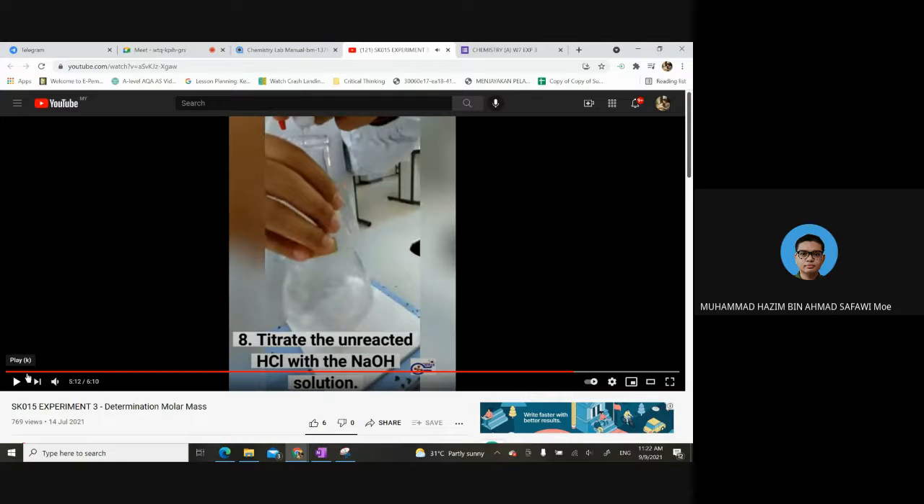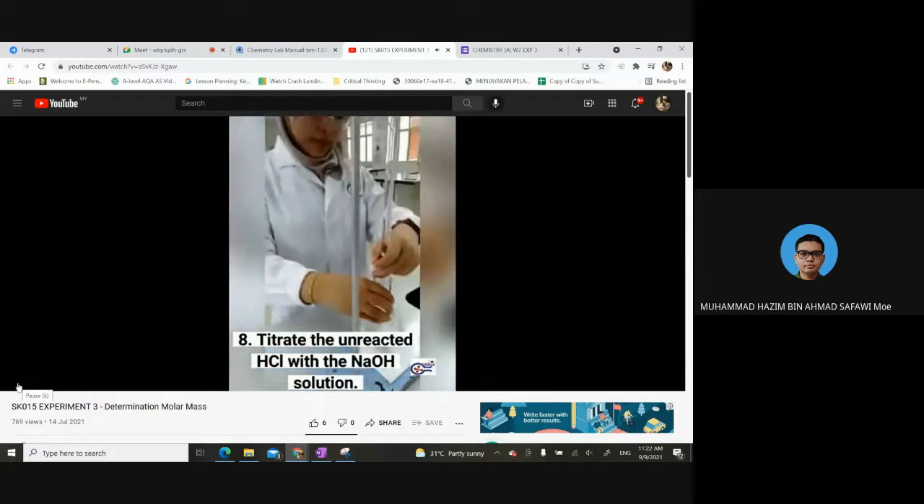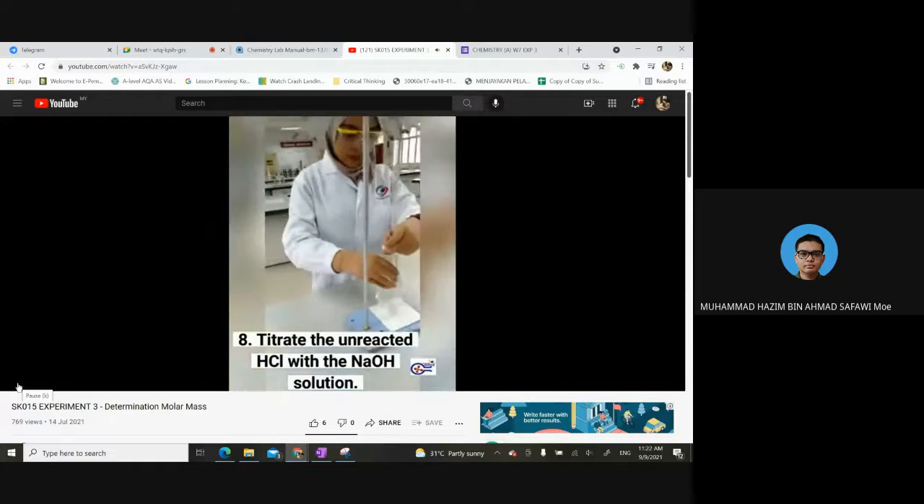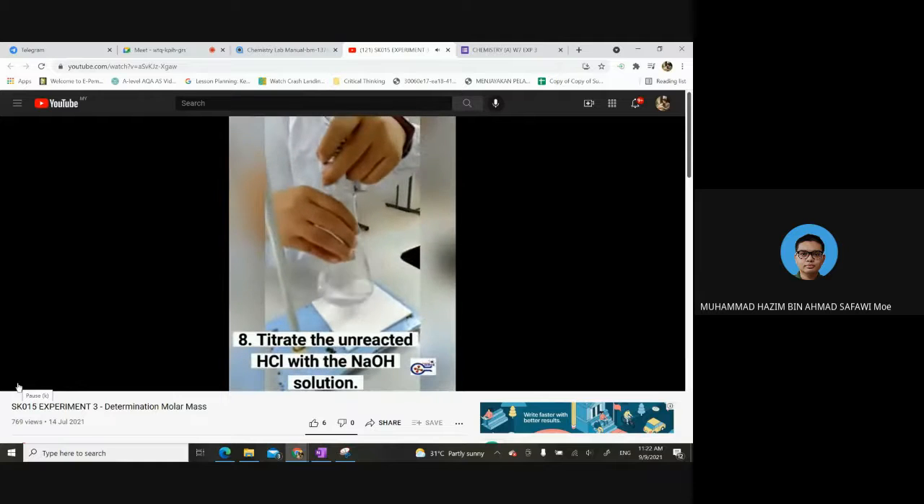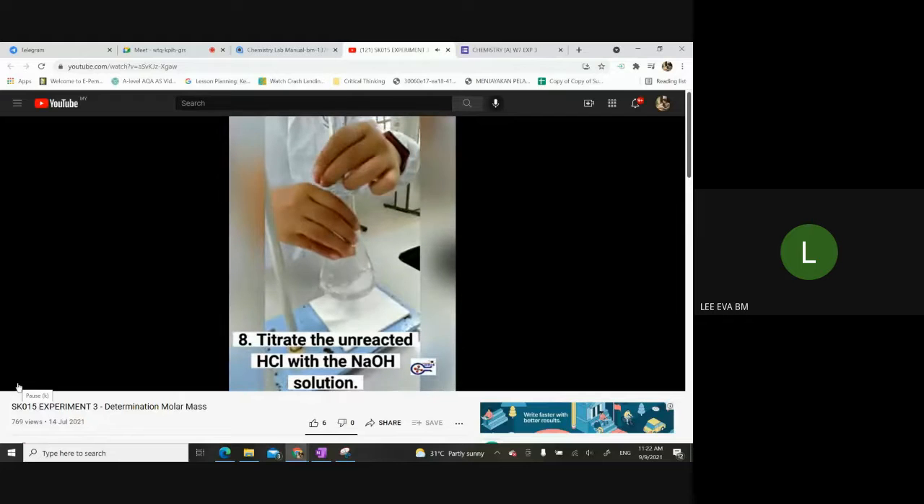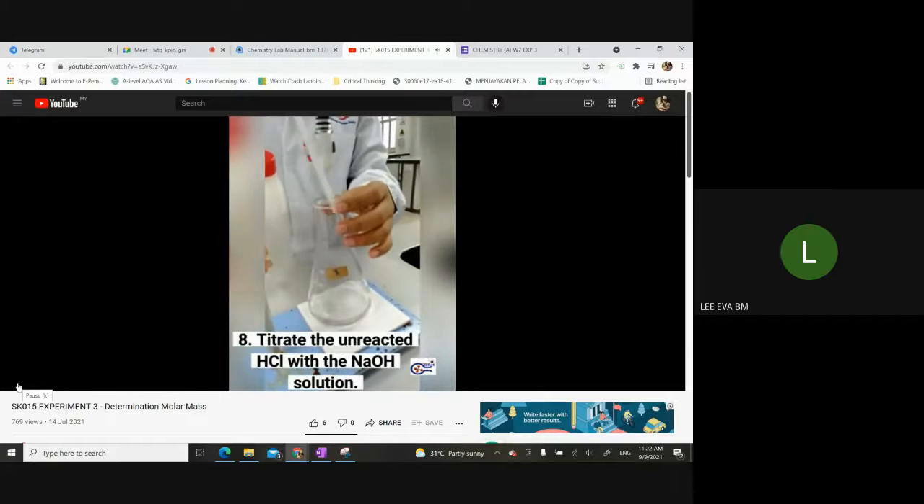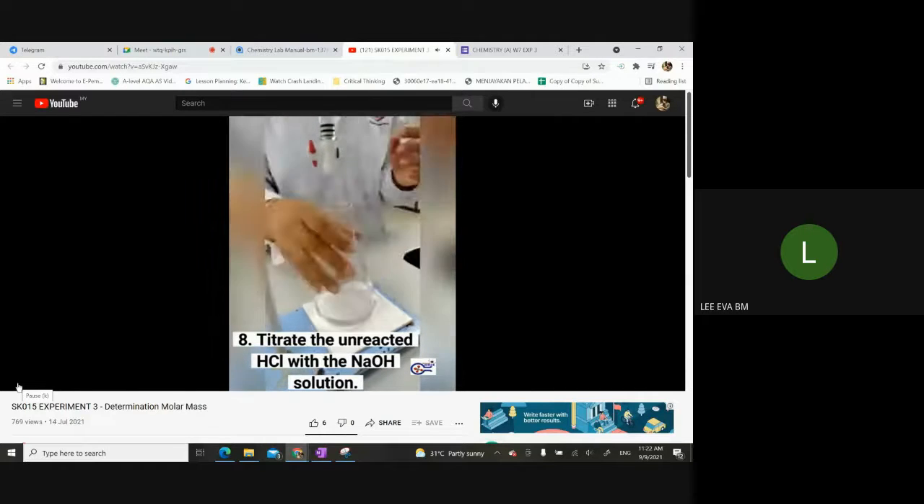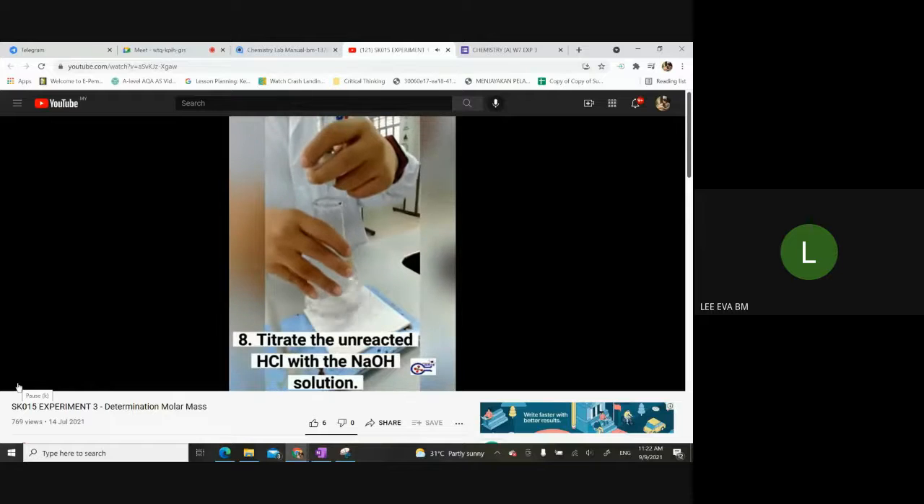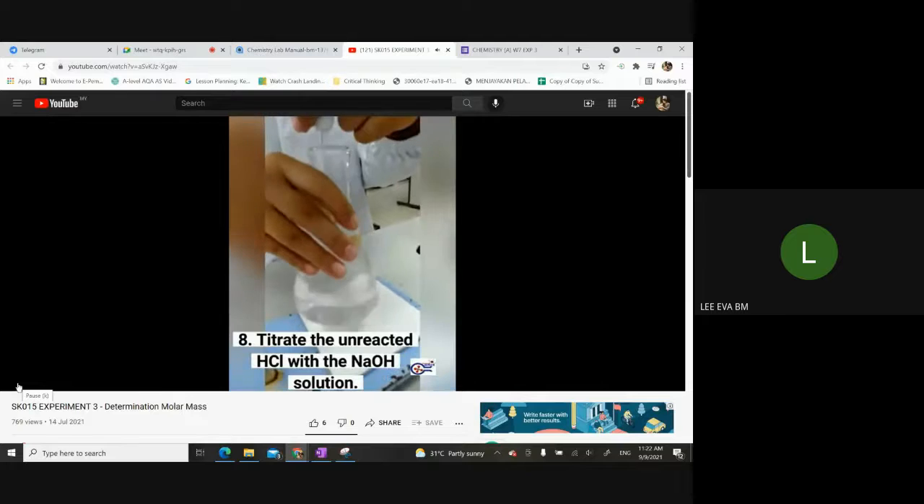Madam, so basically speaking, the metal is the limiting reactant, am I right? Yes, correct. Alright, noted. So titration is still the same, phenolphthalein, and then you have to indicate the color changes, washing down the extra excess NaOH into the conical flask, and then you get the pale pink color changes.